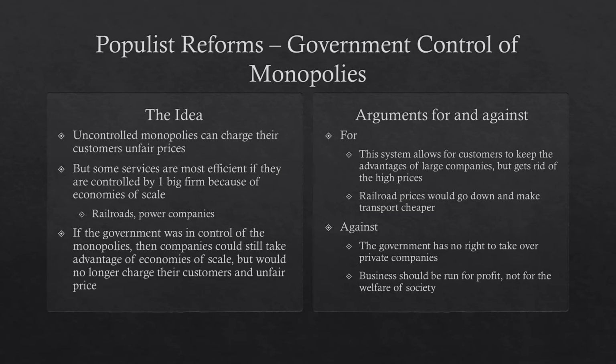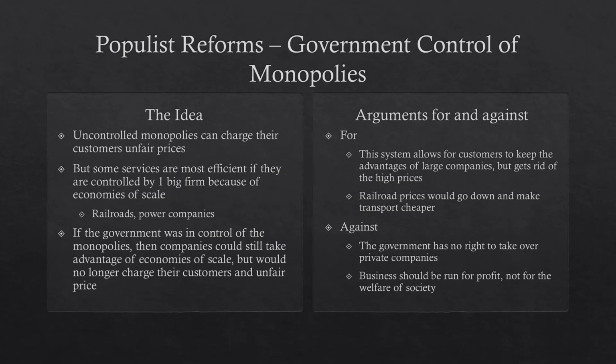The other big idea that the Populists had was that the government should take control of monopolies. Maybe not take over the monopolies entirely, but set rules to make sure that the monopolies were behaving fairly. The big idea here was that uncontrolled monopolies are very unfair some of the time. They charge high prices and provide bad services, and there's nothing anybody else can do.